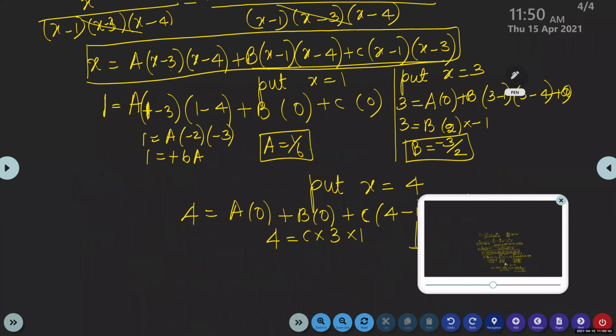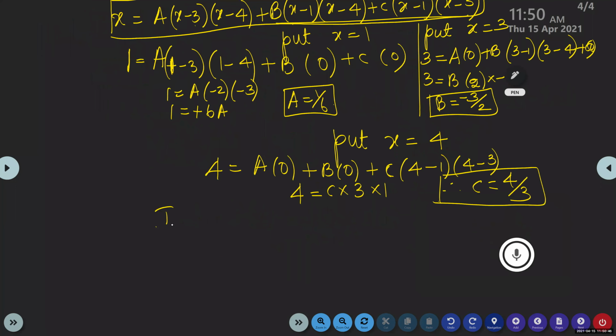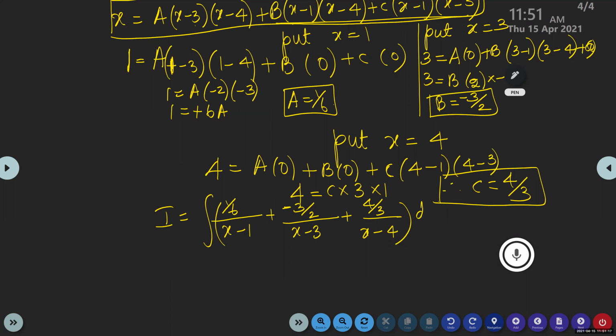So our integral I will become I is equal to integral of A, A is 1 by 6, by x minus 1 plus B, B is negative 3 by 2, by, what is the factor here? Can you tell me the factor, children? B by x minus 3 plus C, C is 4 by 3 by x minus 4 into dx.